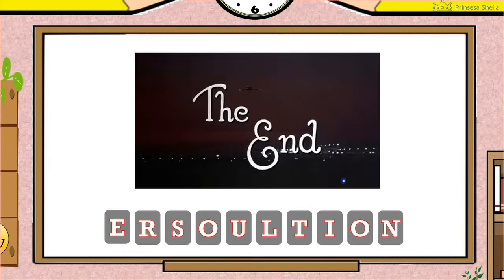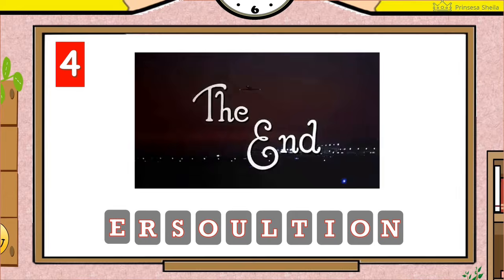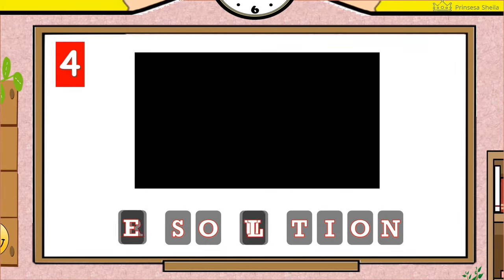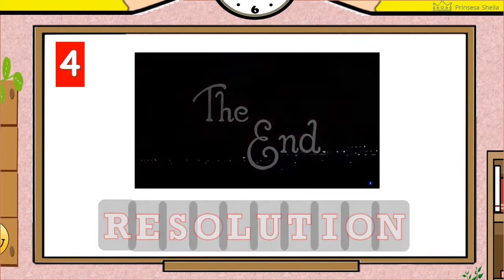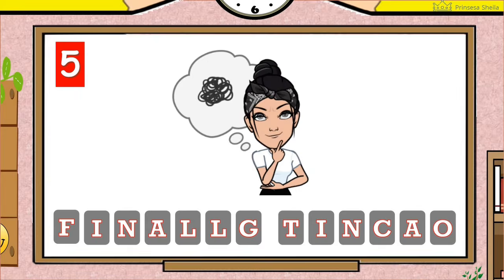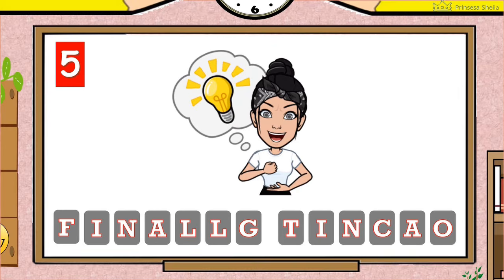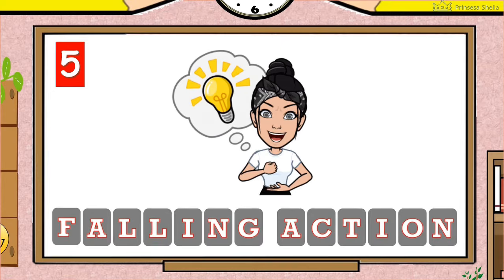4. It shows how things end up in the story. Resolution. 5. It shows how the character solved the conflict or the problem. Falling action.